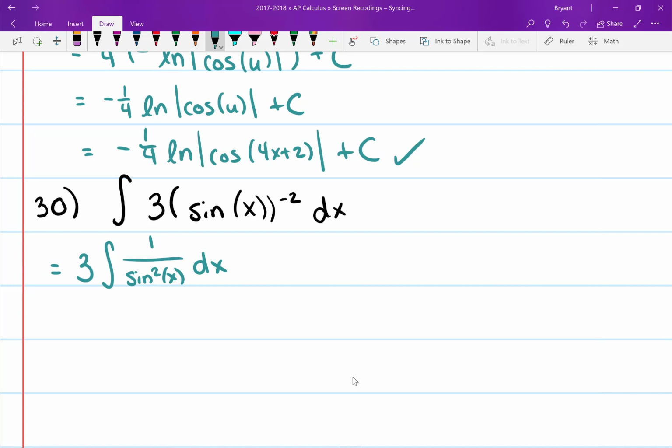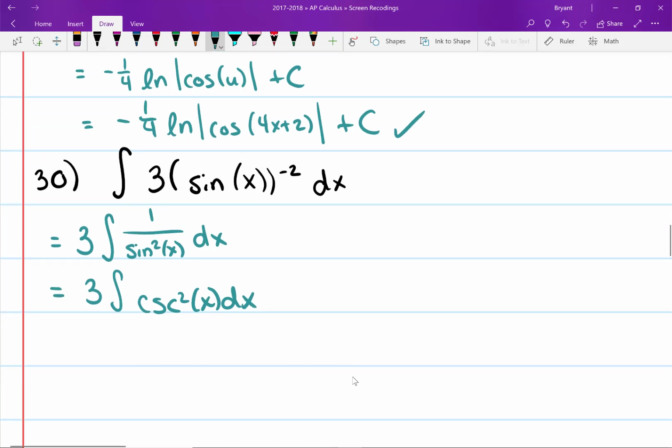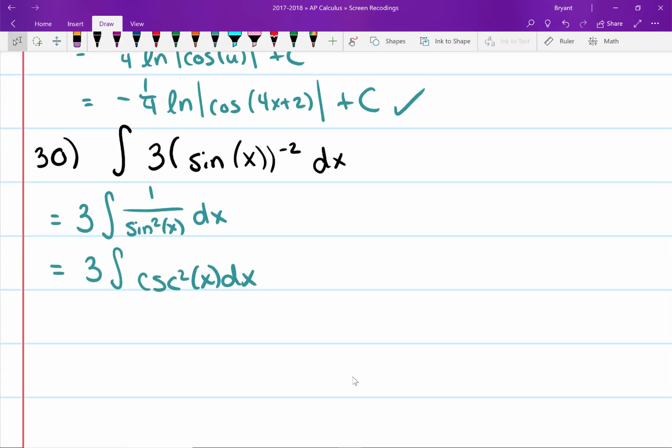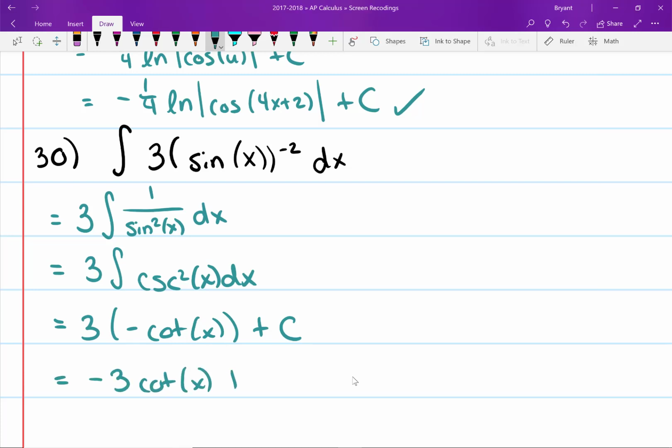There's a couple ways you can approach this. You can rewrite it as 1 minus cosine squared, but I think the way I'm going to show you is probably the easiest. This becomes 3 times the integral of cosecant squared of x dx. And we all know that the integral of cosecant squared is going to be negative cotangent. So this is 3 times a negative cotangent of x plus c. So you get negative 3 cotangent of x plus c. And we call it a day.